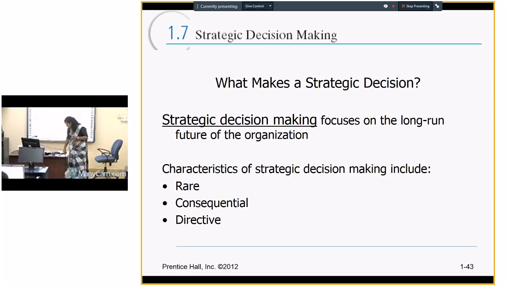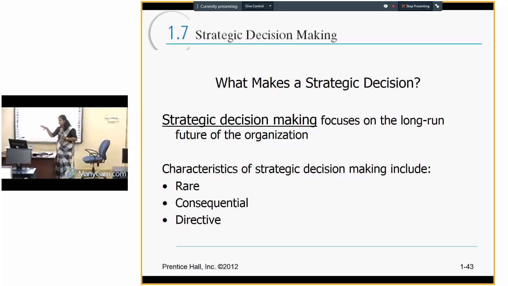So the directive: yes, always when it comes to strategic decision making, they are going in a future direction, long-term oriented, with a long-term focus. So these are some characteristics of strategic decision making.